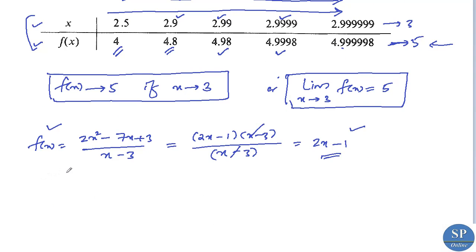In that case, if x is not equal to 3, that is, x approaches 3 implies f of x equal to 2x minus 1 approaches 2 into 3 minus 1, that is 5. So as x approaches 3, f of x approaches 5. Okay, this is another method of finding this limit. This will be a more convenient method.